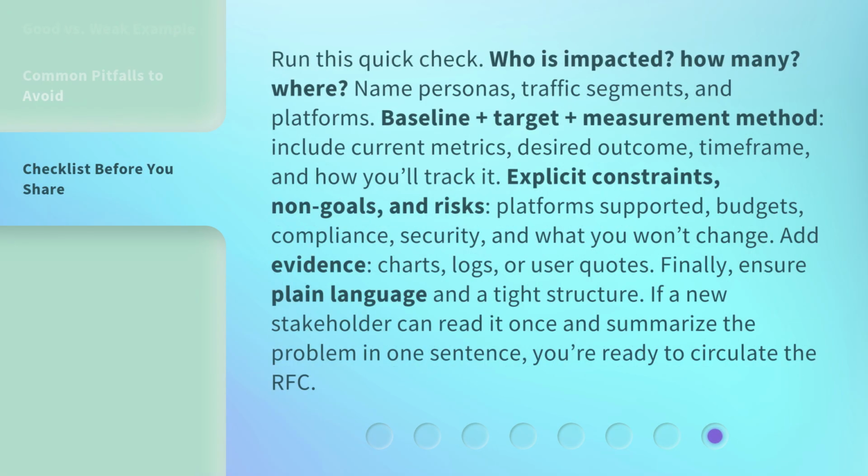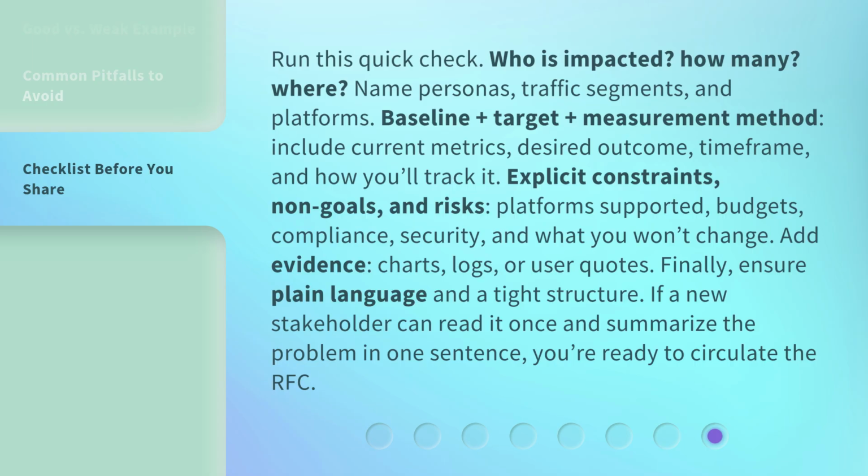Run this quick check. Who is impacted? How many? Where? Name personas, traffic segments, and platforms. Baseline plus target plus measurement method. Include current metrics, desired outcome, time frame, and how you'll track it. Explicit constraints, non-goals, and risks. Platforms supported, budgets, compliance, security, and what you won't change.